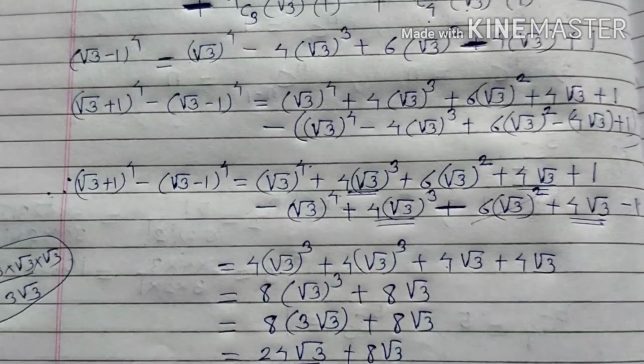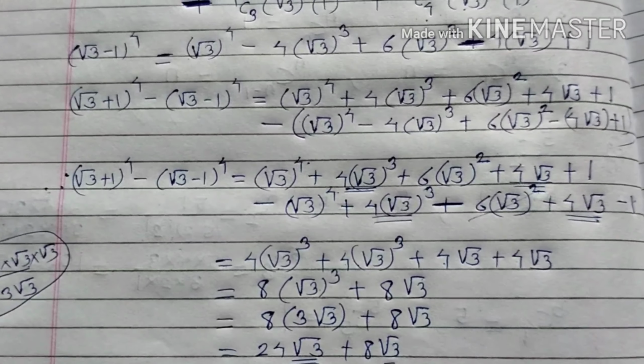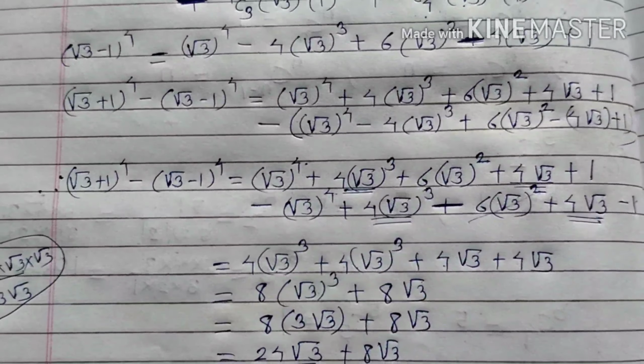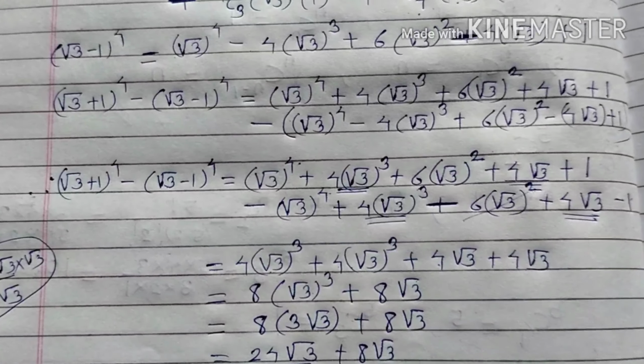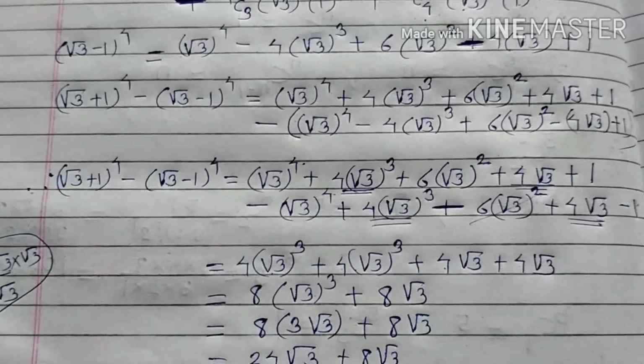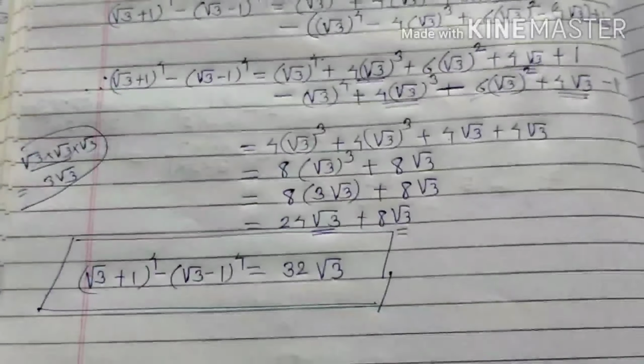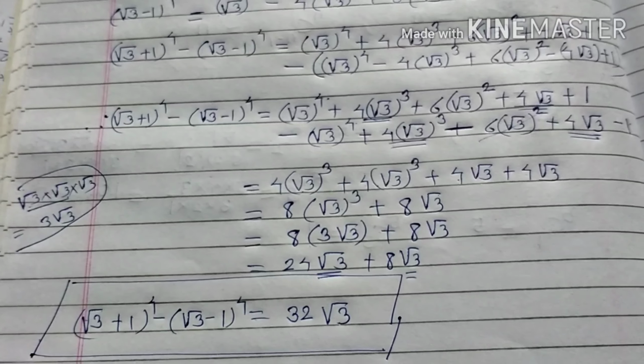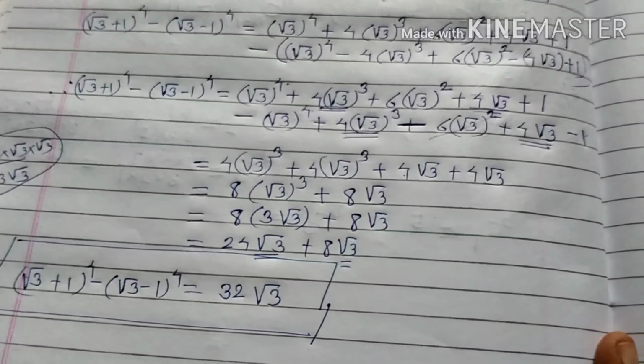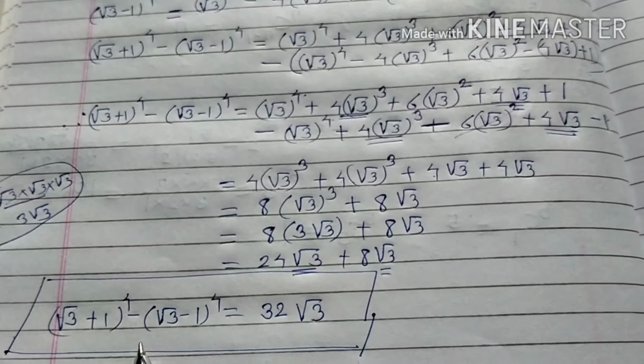So (√3 + 1)^4 minus (√3 - 1)^4, our answer is 32 √3. You can observe.